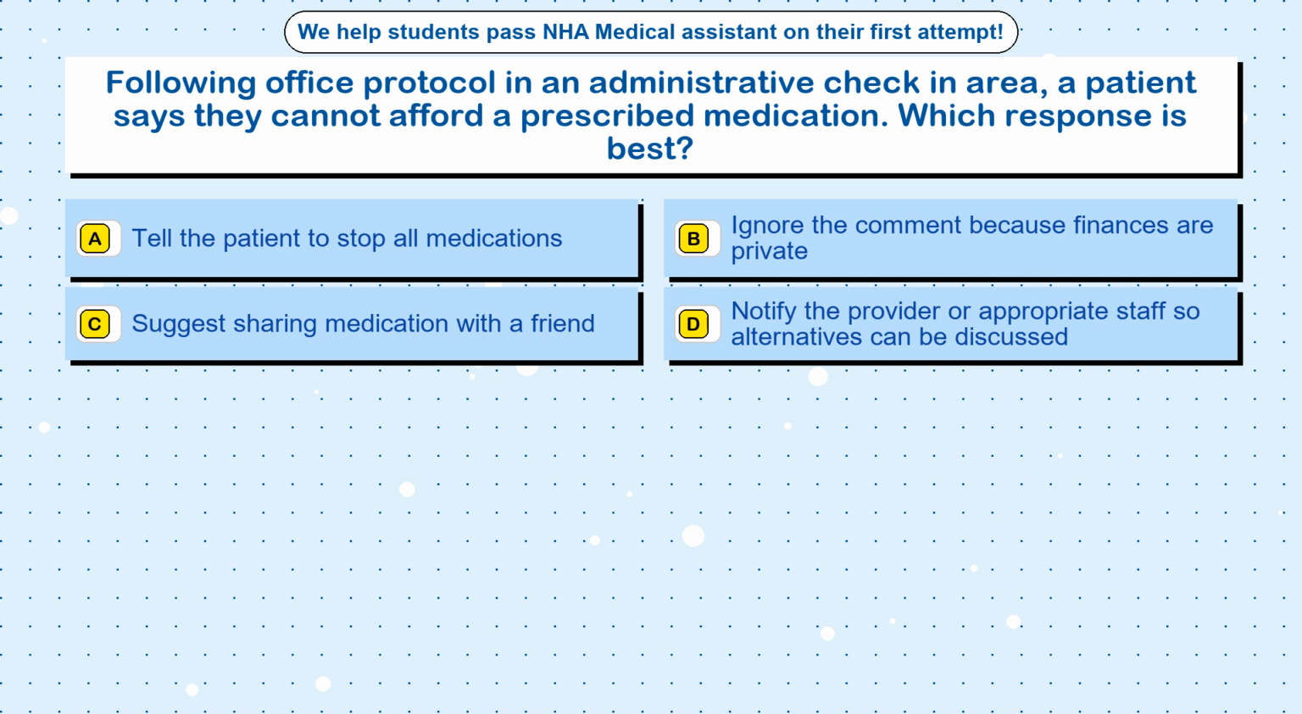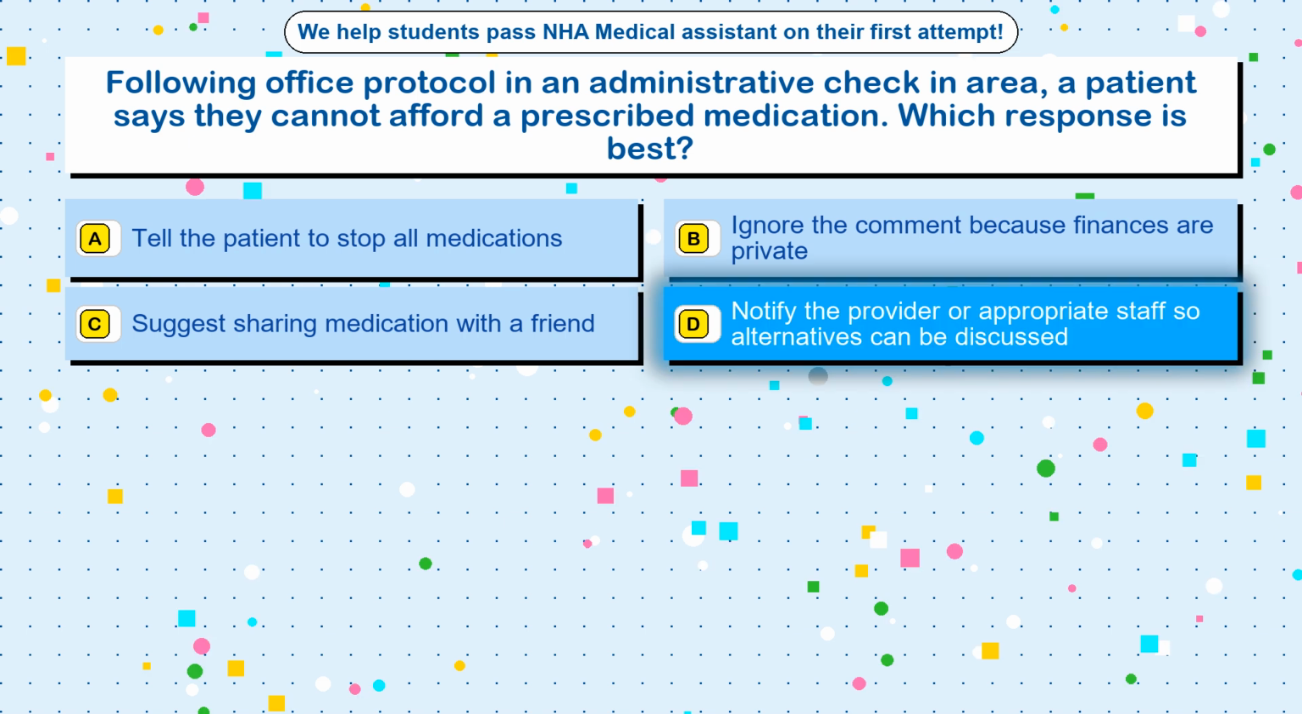Question 57. Following office protocol in an administrative check-in area, a patient says they cannot afford a prescribed medication. Which response is best? Option A, tell the patient to stop all medications. Option B, ignore the comment because finances are private. Option C, suggest sharing medication with a friend. Option D, notify the provider or appropriate staff so alternatives can be discussed.